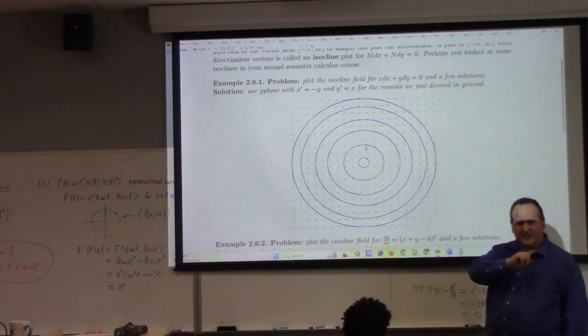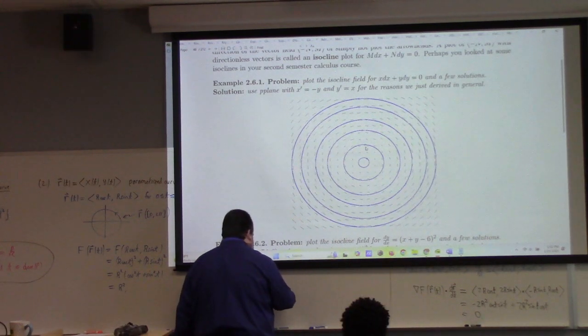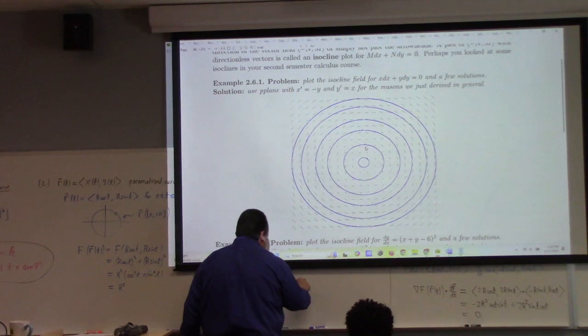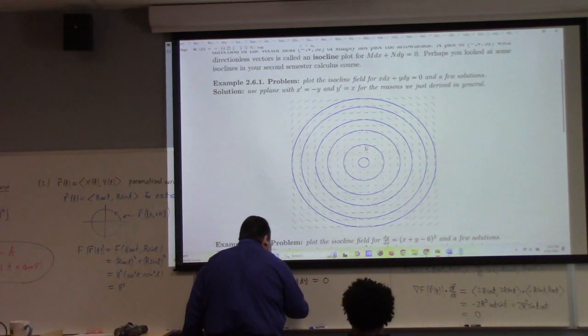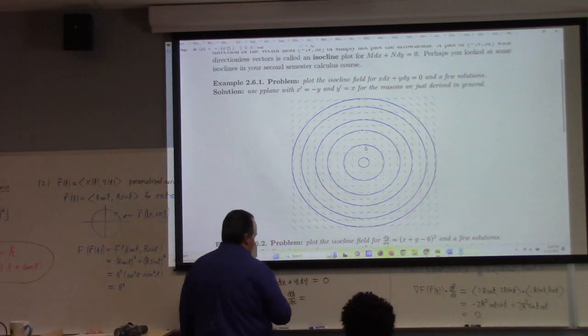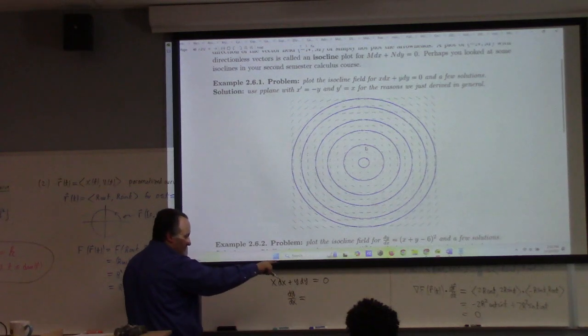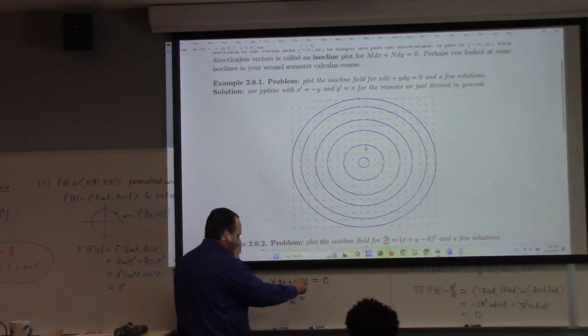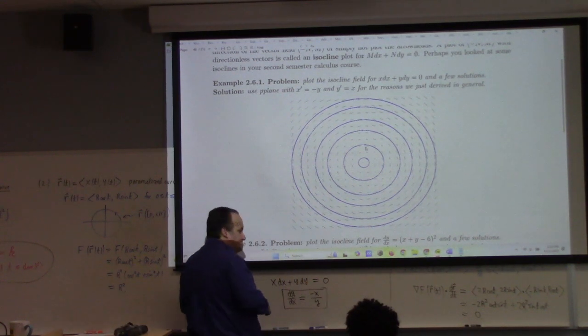But let's try to figure out what that is. That's not immediately obvious, but if I have x dx plus y dy equals 0, the slope dy/dx would be equal to what? I put x dx on the other side, and I get, is it minus x over y? Is that it? I think that's it, right?